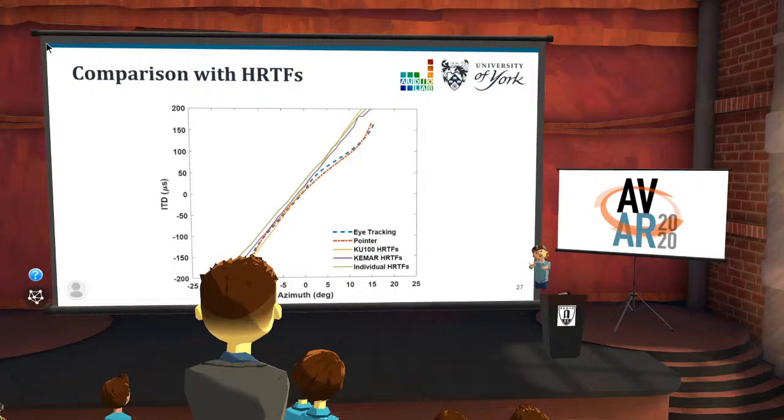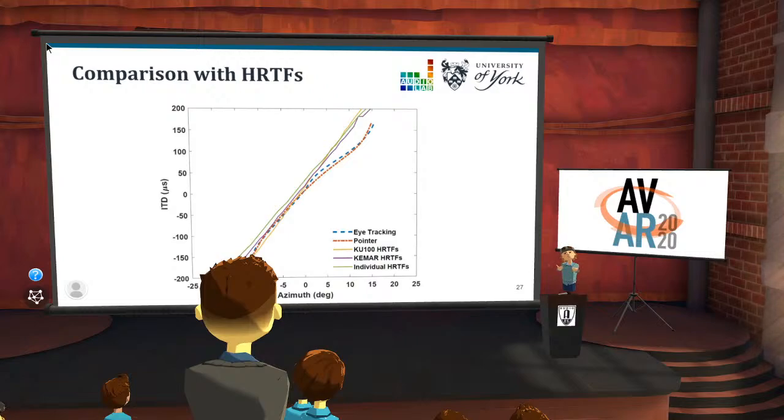And another thing is our attempt to compare the physiological measurement, which is the eye tracking based measurement and pointer adjustment, with physical data obtained through HRTF measurements. So we have extracted the ITD values from 3 HRTF sets, 2 standard ones, like the K100 KIMAR head, and an individual HRTF set. We can see that in this data, there is a strong correlation between perceptually measured and physically measured data, which is optimistic, I would say.